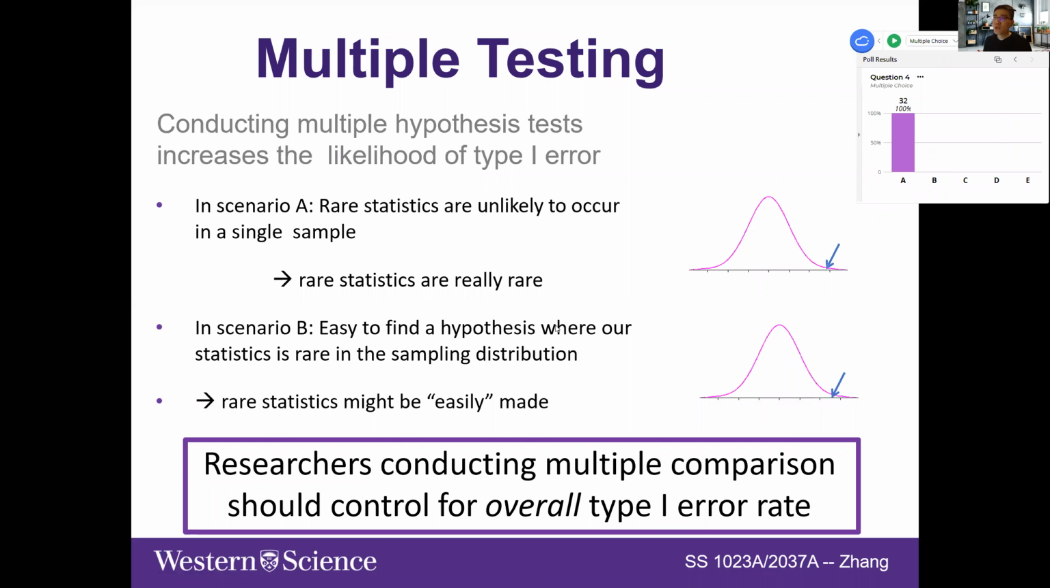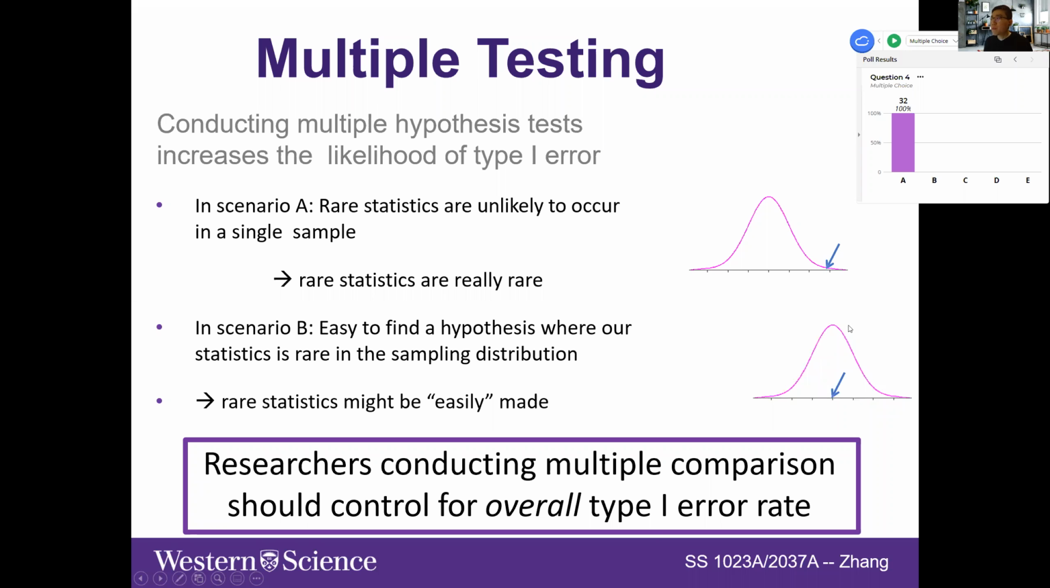So in scenario A, when we say our data is rare in our sampling distribution, that is really rare, because we can see the probability of something more extreme than our current case is very, very small. However, for scenario B, because we made a lot of hypotheses, we actually made our sample distribution rare.